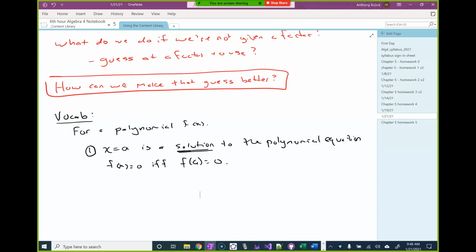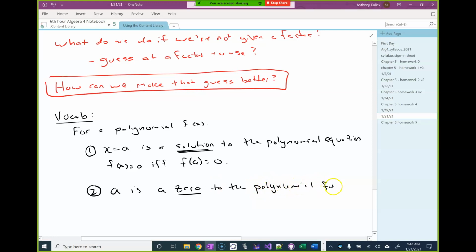So we say that the number a is a 0 of the polynomial function y equals f of x, if and only if, when we plug a into the function, we get 0. You remember back in first semester when we talked about positive, negative, and 0? You guys remember that? That's the same idea here, right? If I plug this value of x in, it should be on the x-axis.